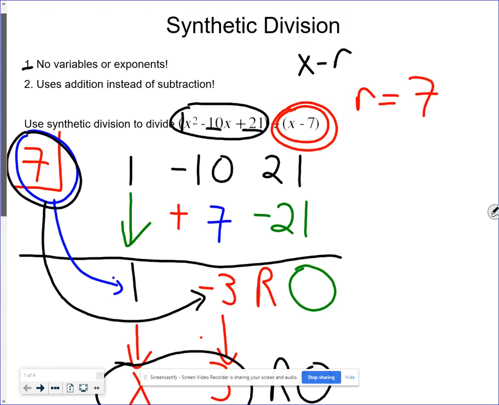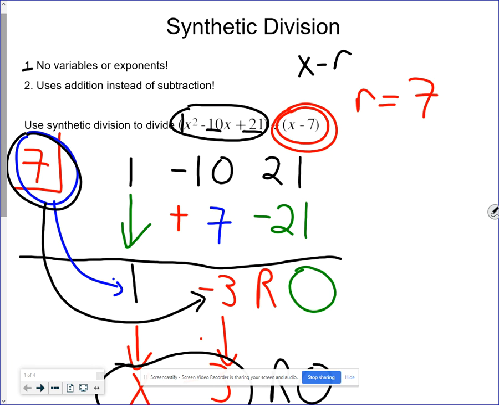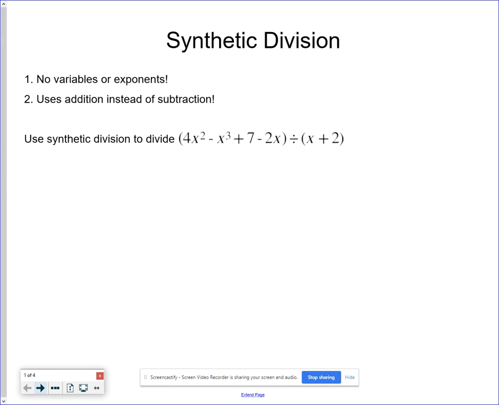As a review, you could also check it again by doing long division. So I'll leave that up to you to do, just for some extra practice on long division and to convince yourself that this method does work. So now we're going to look at another example here. I've left the two things to keep in mind up on the board, so that way we've got them going through our mind as we're doing this example. So we're going to use synthetic division to divide 4x squared minus x cubed plus 7 minus 2x.